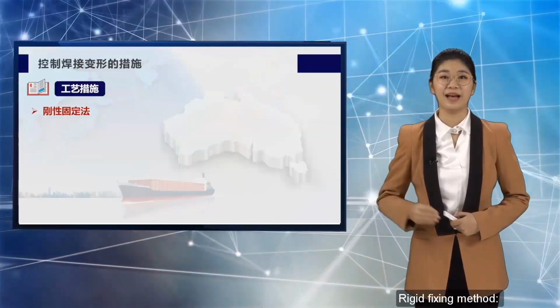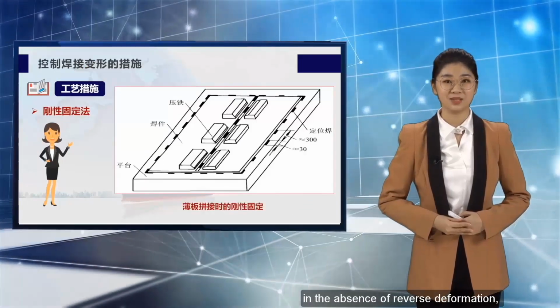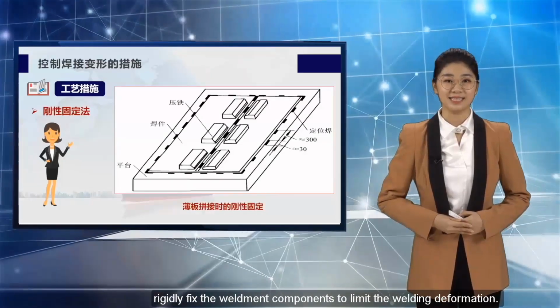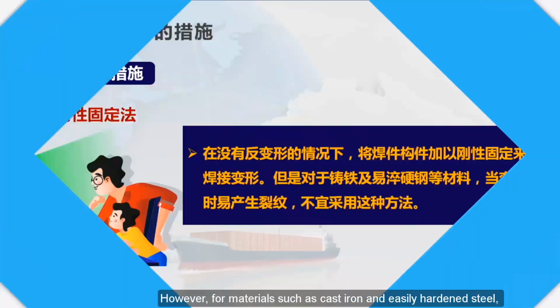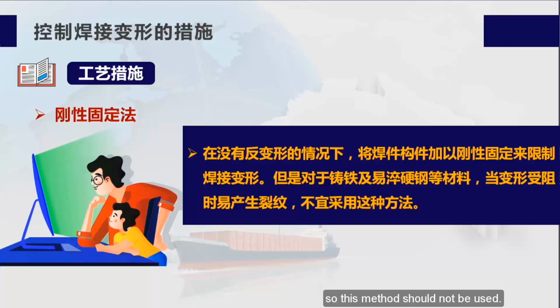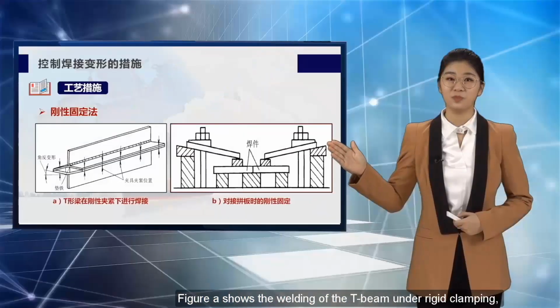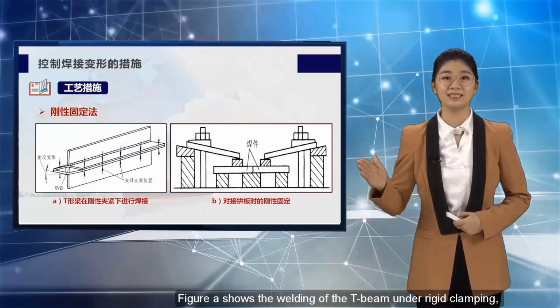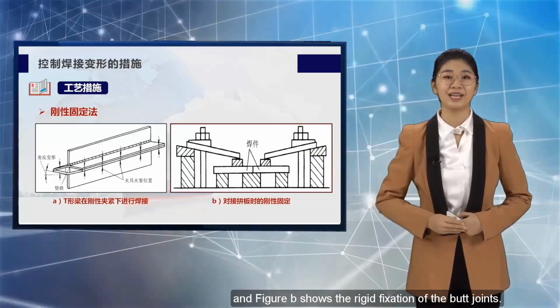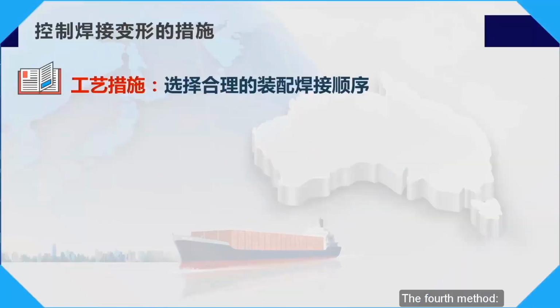3. Rigid fixing method. In the absence of reverse deformation, rigidly fix the weldment components to limit the welding deformation. However, for materials such as cast iron and easily hardened steel, cracks are likely to occur when the deformation is blocked. So this method should not be used. Figure A shows the welding of the T-beam under rigid clamping, and Figure B shows the rigid fixation of the butt joints. The fourth method.